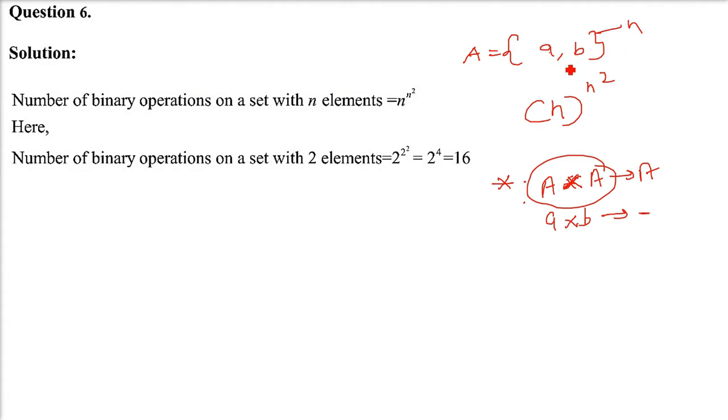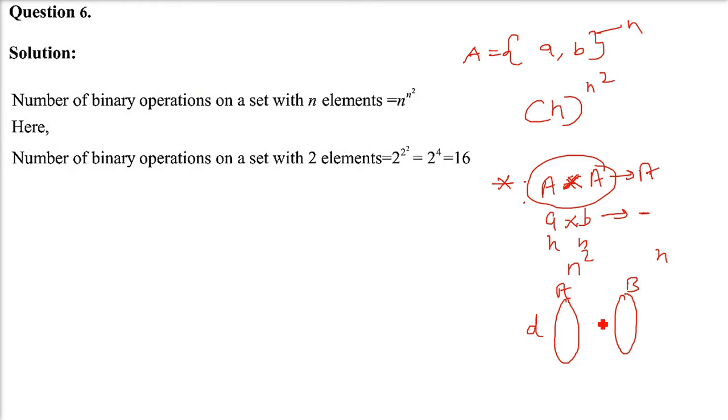So how many elements are there? Let us say it has n elements. Any set A, I'm just generalizing it. Right now we have 2 elements, but I'm generalizing it. So A cross A has n square elements. And on the right hand side, how many elements? n elements.